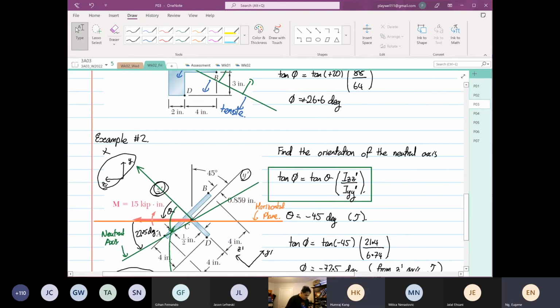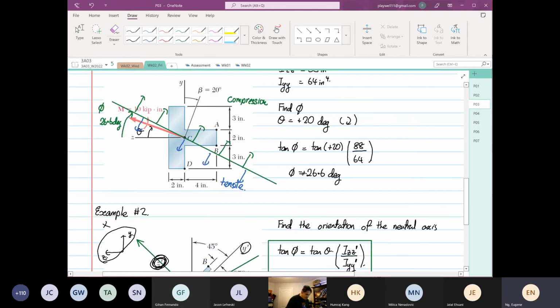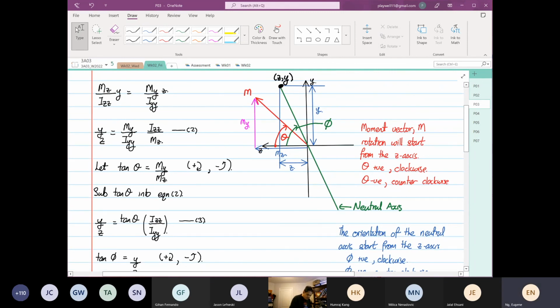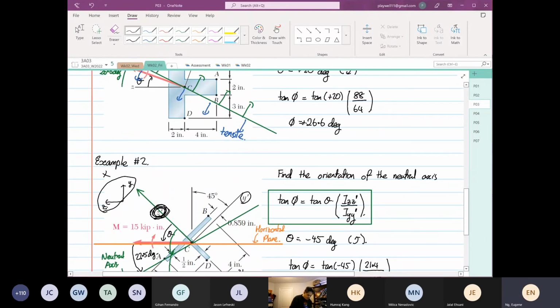The green neutral axis is from the Z prime axis. Why is that? When we derive this formula, the neutral axis is measured from where? From Z. And this Z is attached to your structure. So the confusing part is that down here is known as Z prime. Why do we use this Z prime?